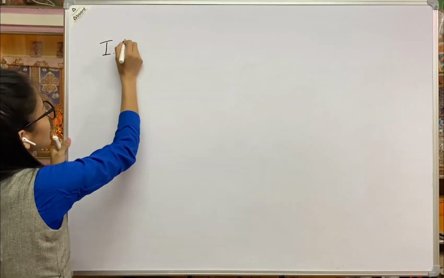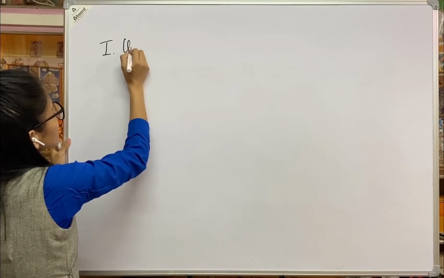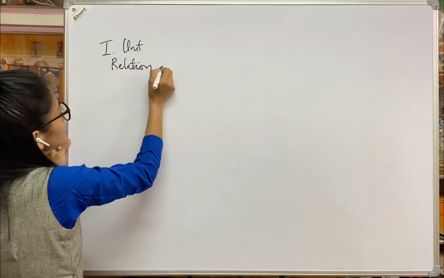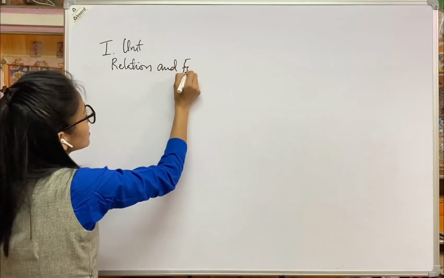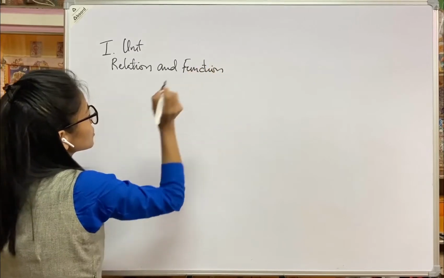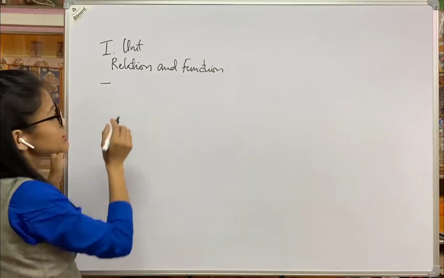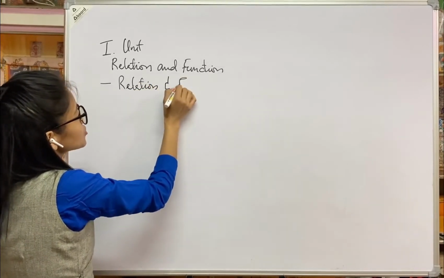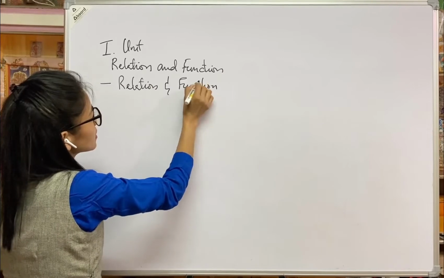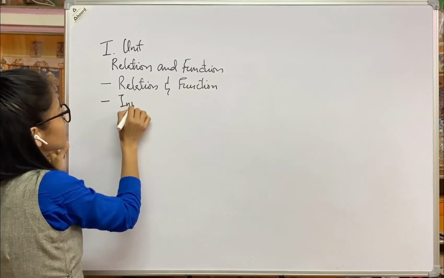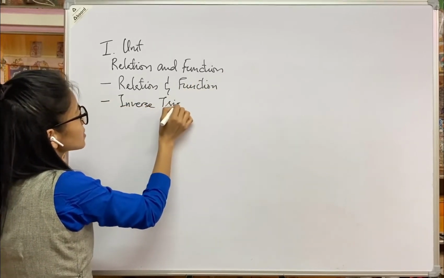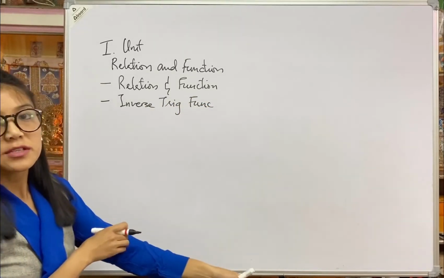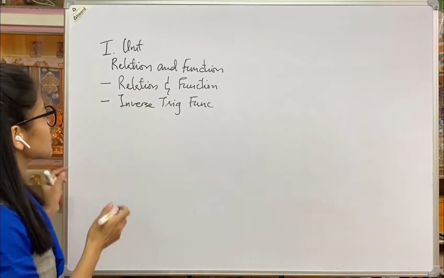The first unit we have is relations and function. In this unit we have 2 chapters: the first chapter is relation and function, and second we have inverse trigonometric function. So these 2 chapters come in the first unit.